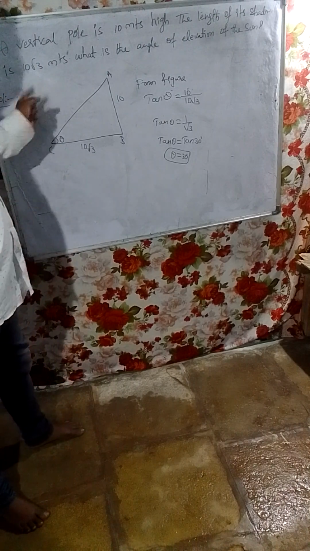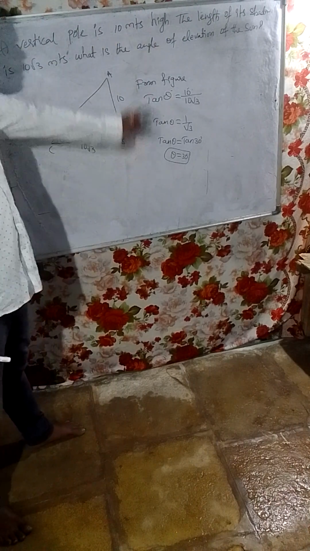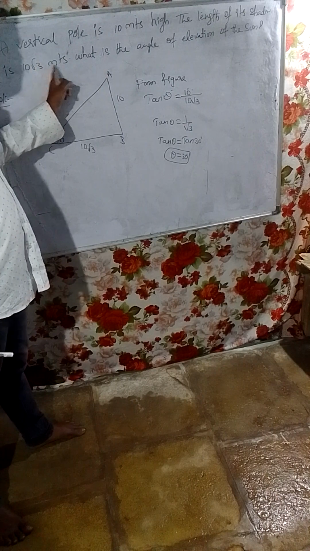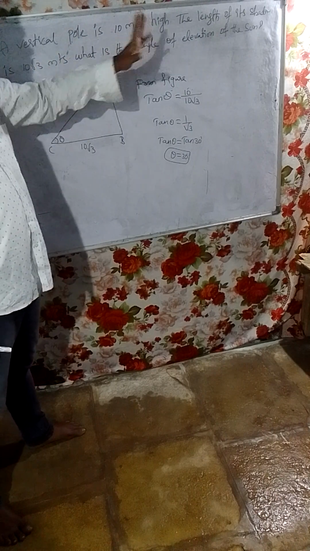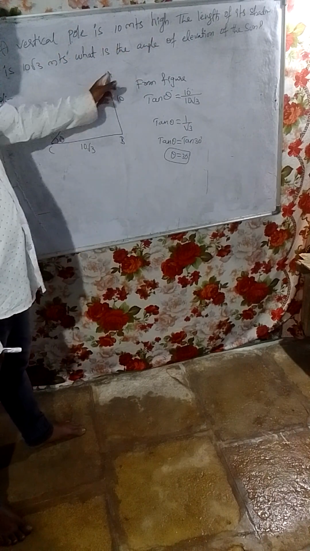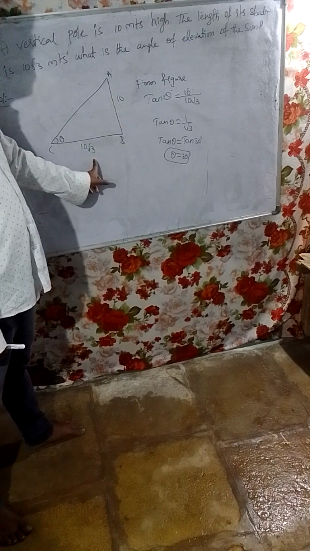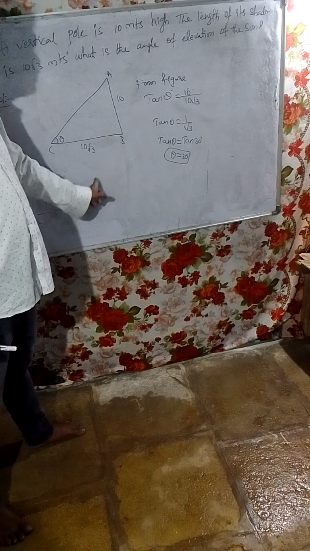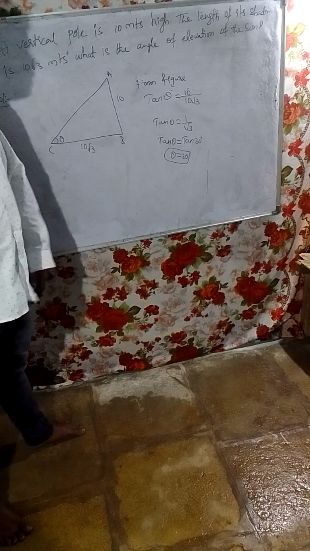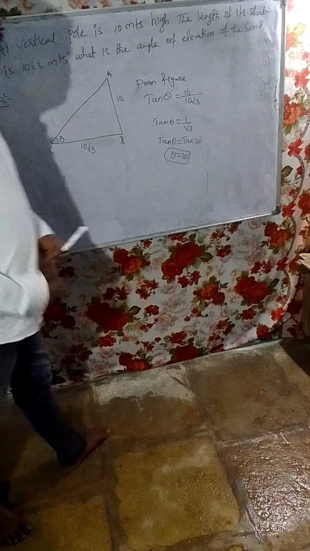A vertical pole is 10 meters high. The length of its shadow is 10 root 3 meters. What is the angle of elevation of the sun? Elevation, A, B, C, theta. Then 10 meters height, the shadow is 10 root 3. Tan theta is 10 by 10 root 3. Get cancelled. Then theta is 30 degrees. This is the answer.